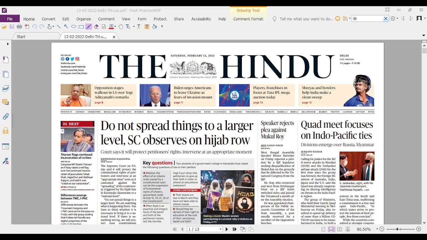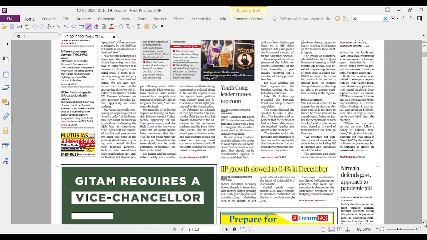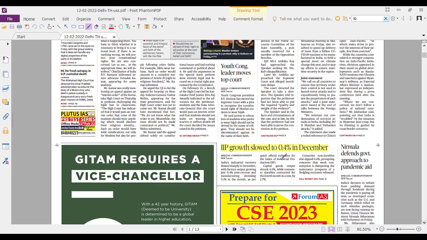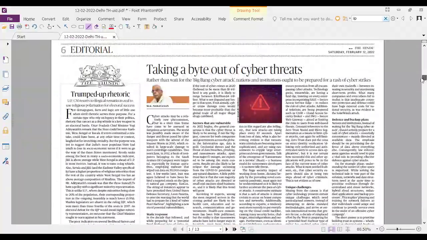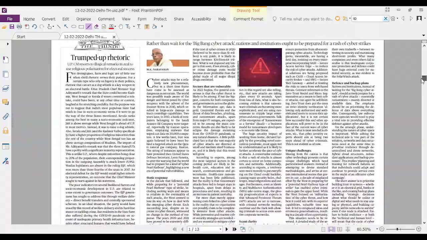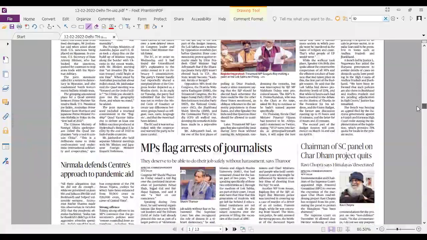In today's news hour, we'll discuss the important articles related to economy from the Hindu newspaper. In page 1, there is a mention of IIP growth. We'll look at it in the business page. In the editorial page, we don't have any news related to economy today. Let's directly go to the business page.